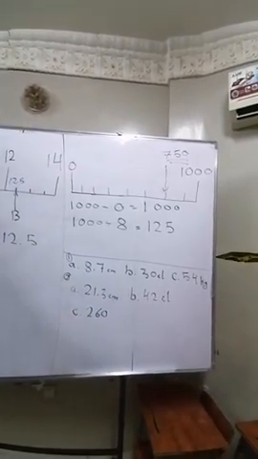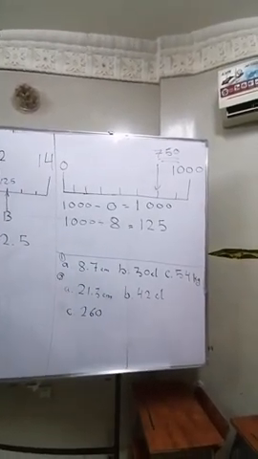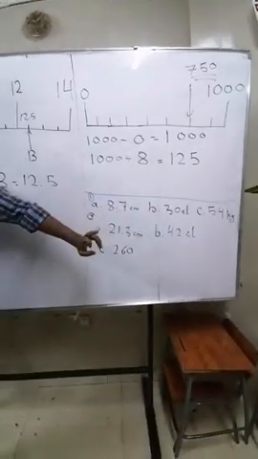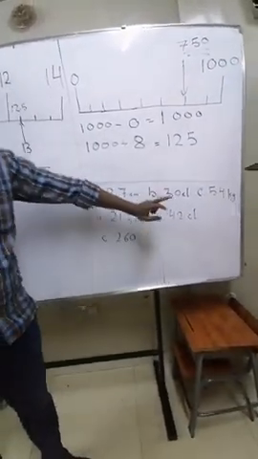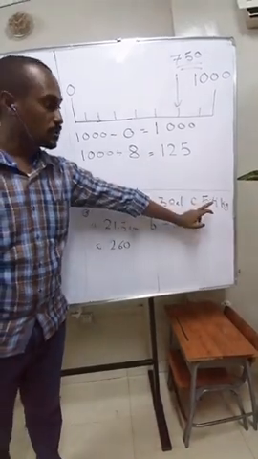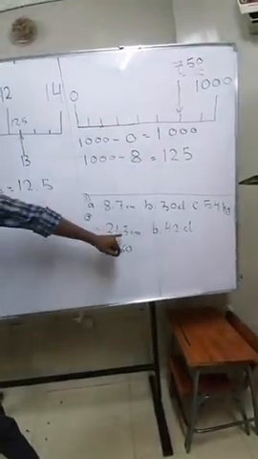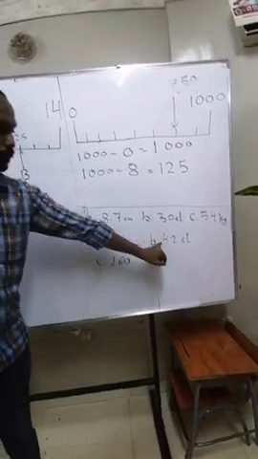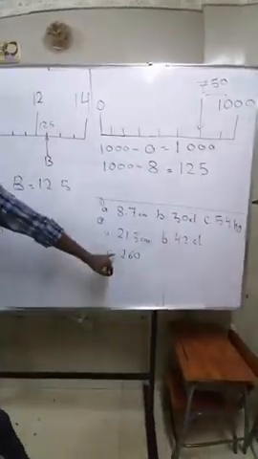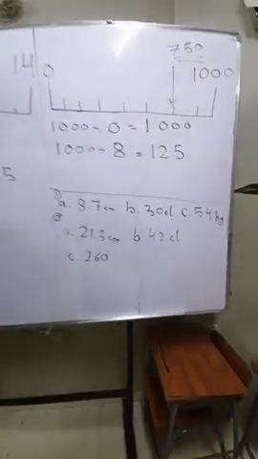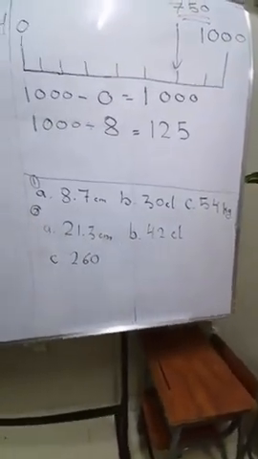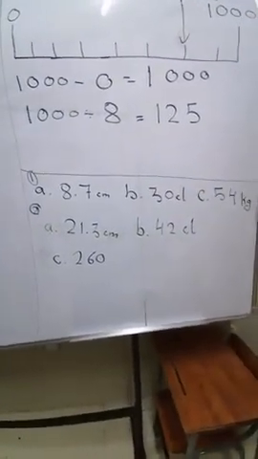That's all about reading scale. These are the answers of the homework: 8.7, 30 cl, 54 kilogram, 21.3 centimeter, 42 cl, and 260. That's all of our lesson, reading scale.